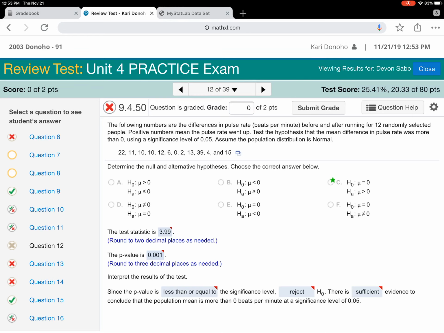So it looks to me, by looking at those three different problems, like you have no problem getting your hypotheses written correctly. It's just a matter of actually getting into the right place in StatCrunch to run the test.